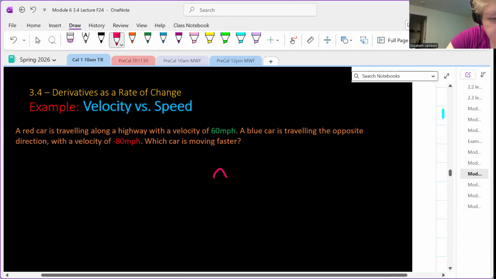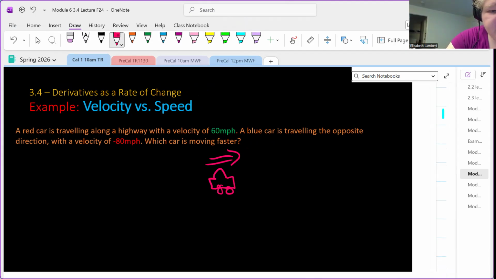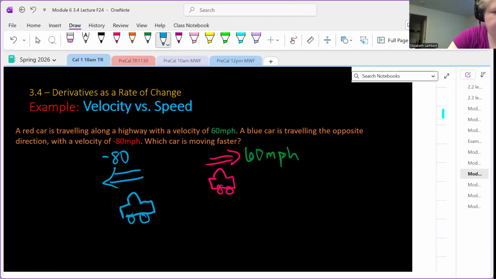So I've got the pink car. He's going 60 miles per hour, we'll say to the right. Then I've got the blue car, and the blue car is going negative 80 miles per hour to the left. So right versus left, that's why the left one is negative, because it's the opposite direction from the right one. Now, which one is moving faster?